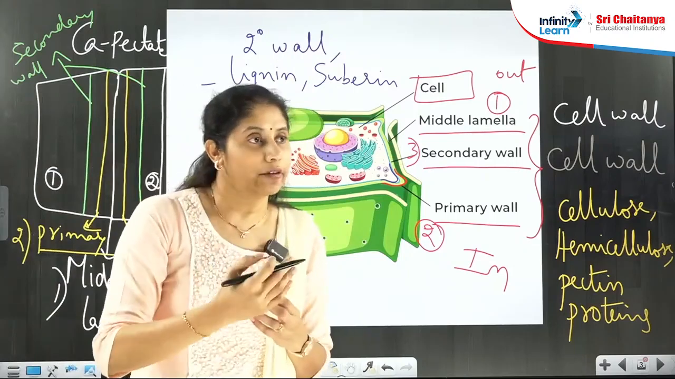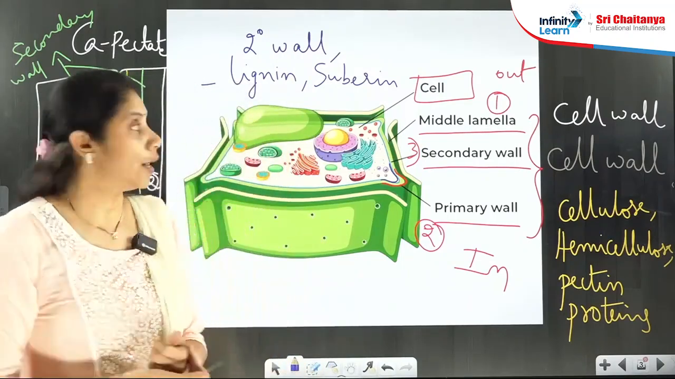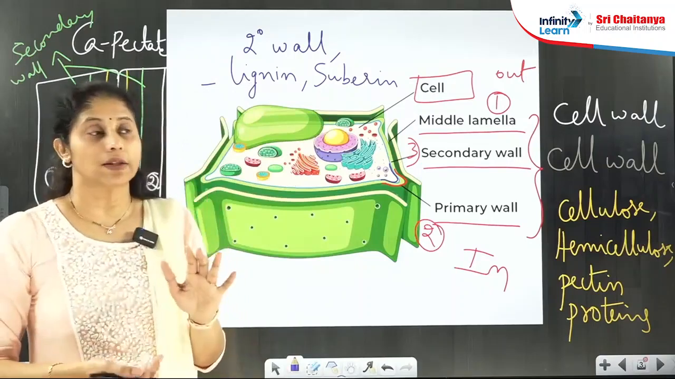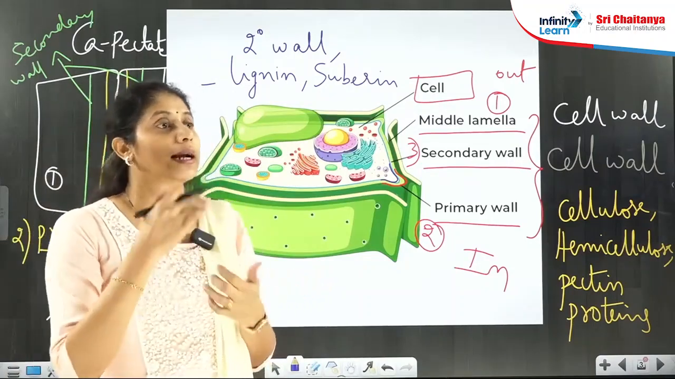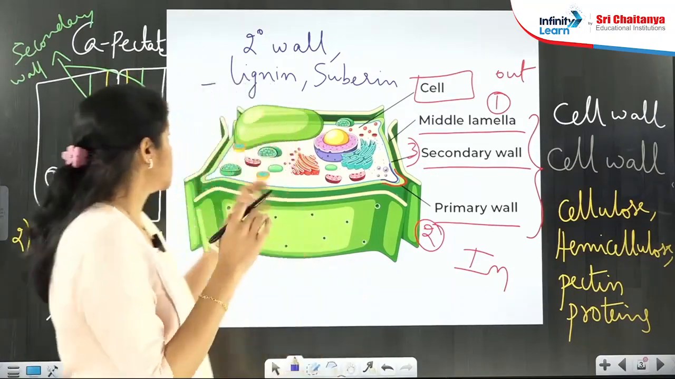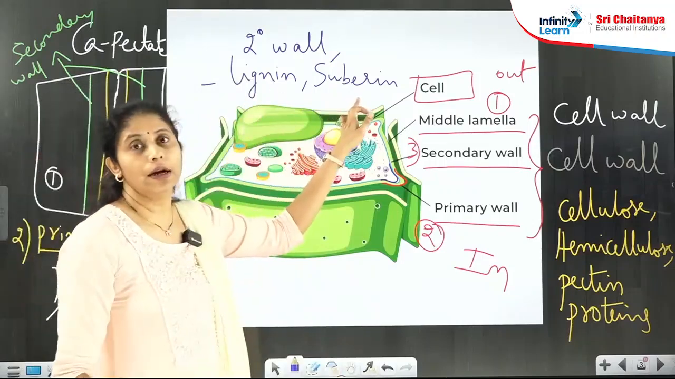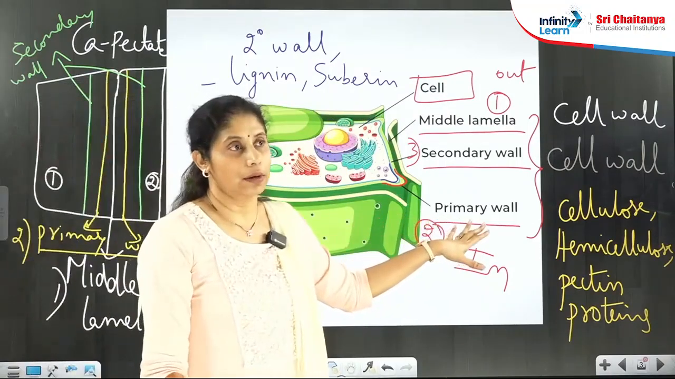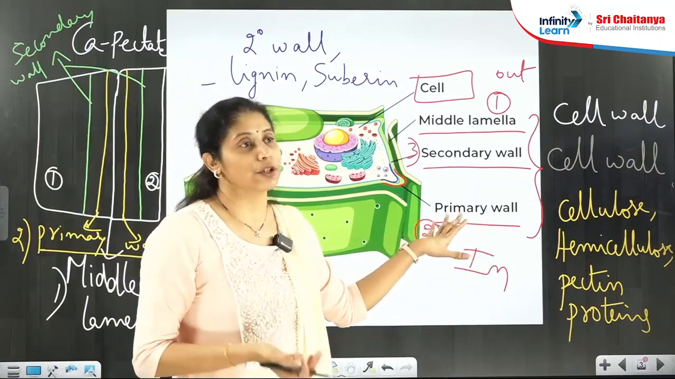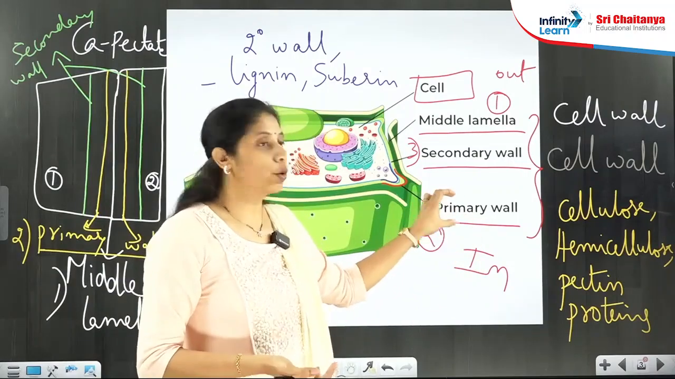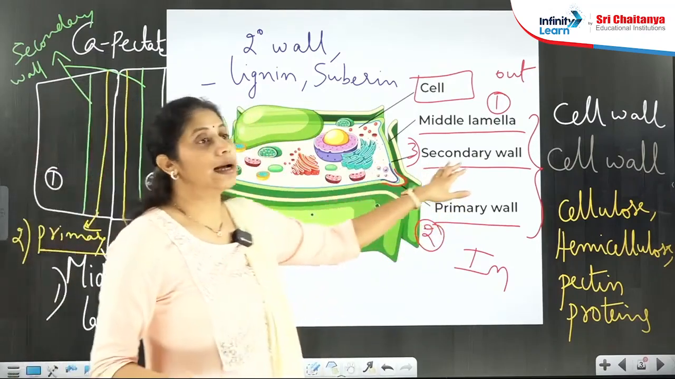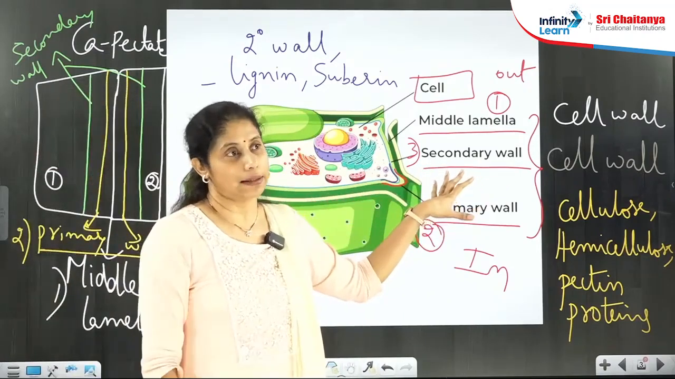So it is generally formed on the inside of the primary wall, and it is made up of materials like lignin and suberin. Always on the primary wall, the secondary wall will be deposited. And this primary wall always will be growing until the plant cell reaches maturity. After that, the growth will be stopped for the primary wall, and on the inside of the primary wall, secondary wall will be formed in the plant cells.